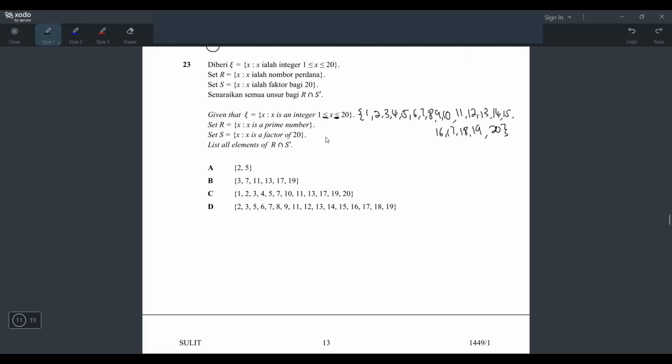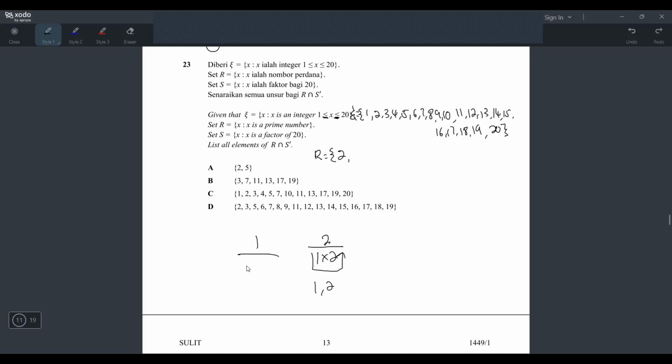Okay, what about X is a prime number? So set R. This one is universal. So what is set R's elements? Prime number means what? A number that can divide by itself and can divide by one. Or you can say prime number is a number that has 2 factors. Okay, 2 factors. One and itself. So for example, 2. 2 is a prime number, right? Because 2, what times what is 2? 1 times 2, right?